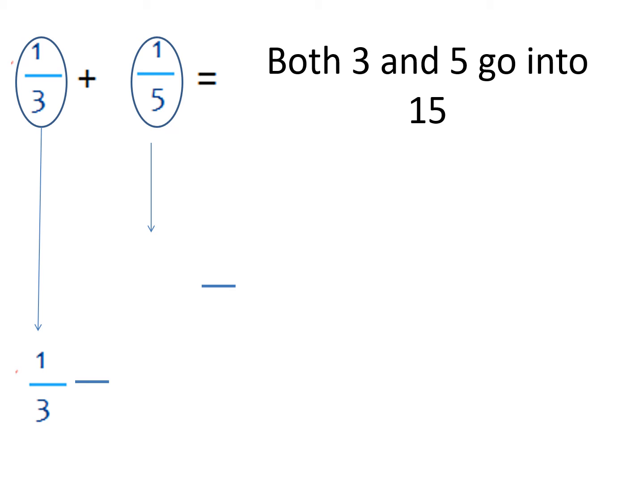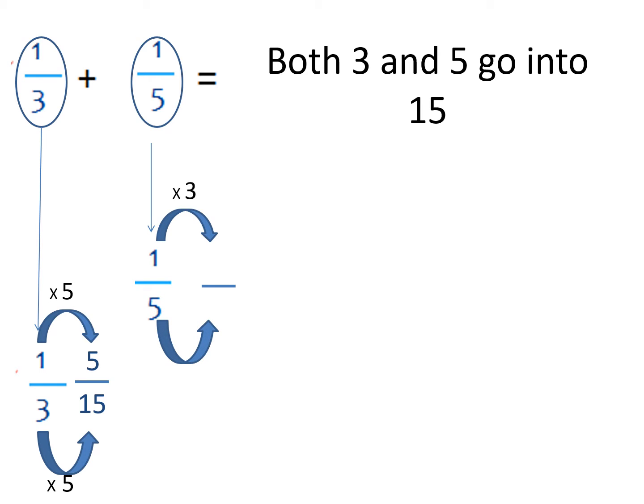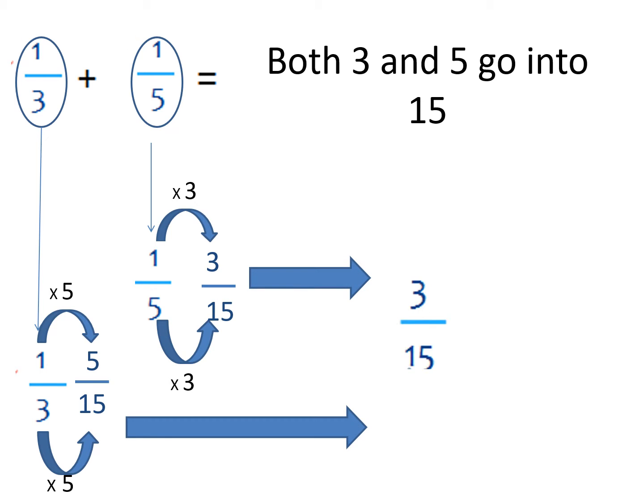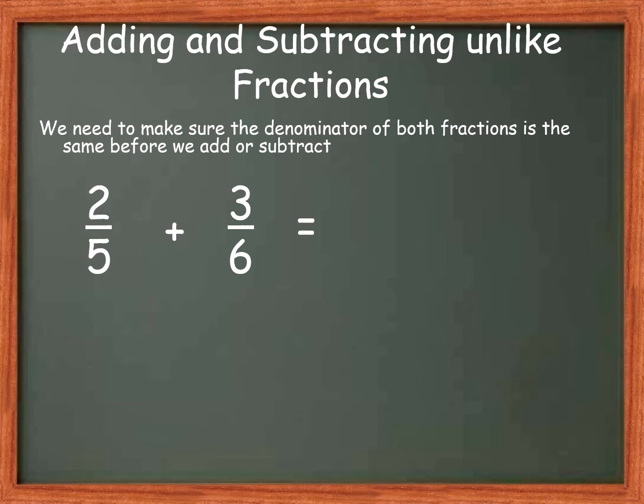1 over 3, you have to multiply it by 5 to become 15. So the answer will be 5 over 15. While the second one, you multiply it by 3, and then it will give you 3 over 15. Now what we get is 5 over 15 plus 3 over 15, which gives you 8 over 15.